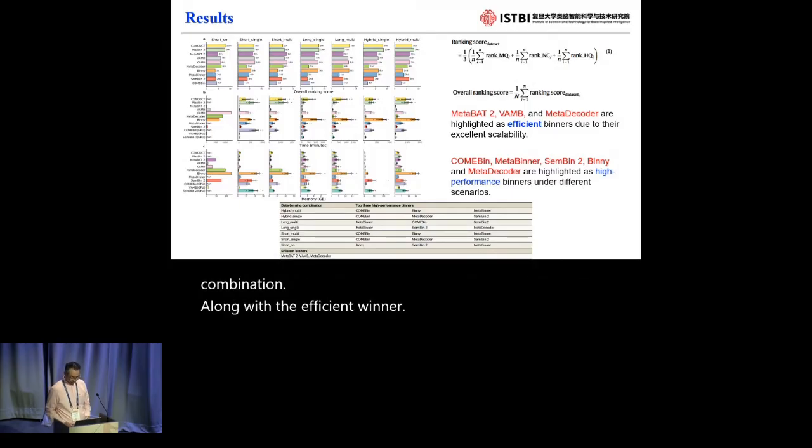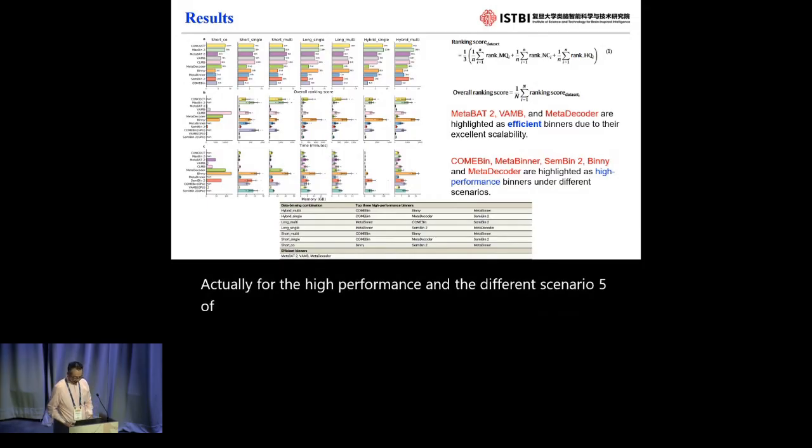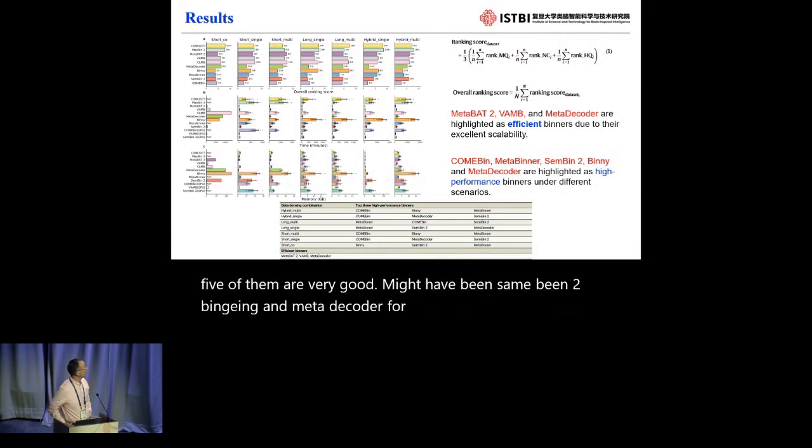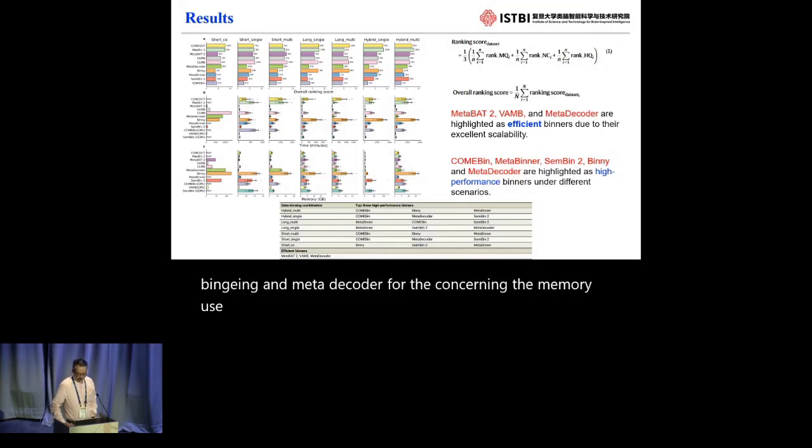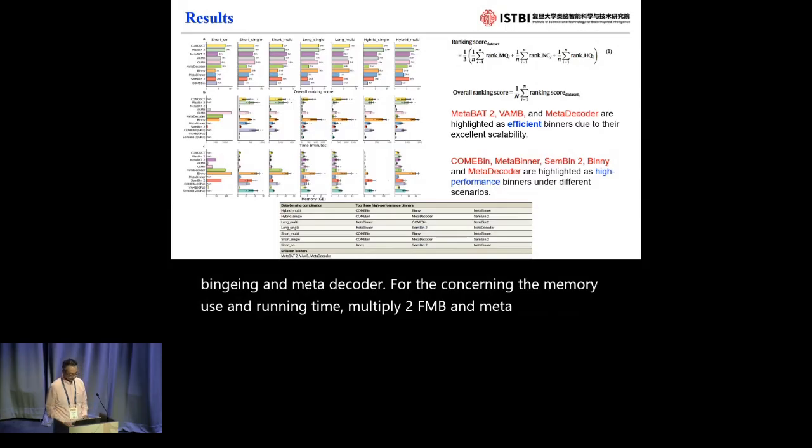For the high-performance binners under different scenarios, 5 of them are very good: COMEBin, MetaBinner, SemiBin2, binning, and MetaDecoder. Concerning memory usage and running time, MetaBinner2, FMB, and MetaDecoder are highlighted as efficient binners.